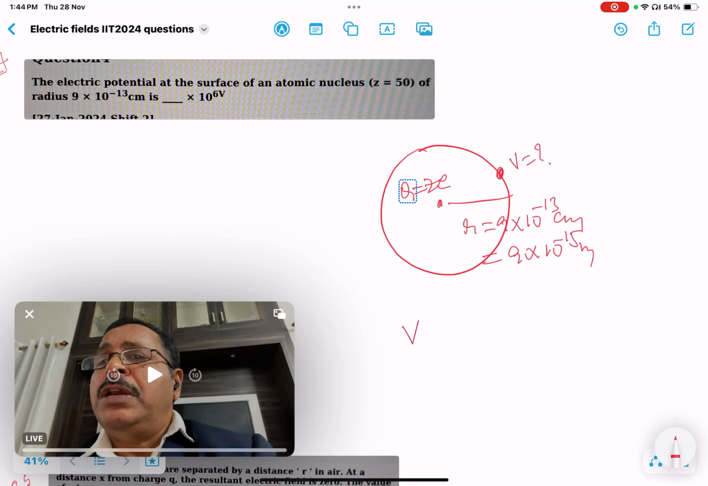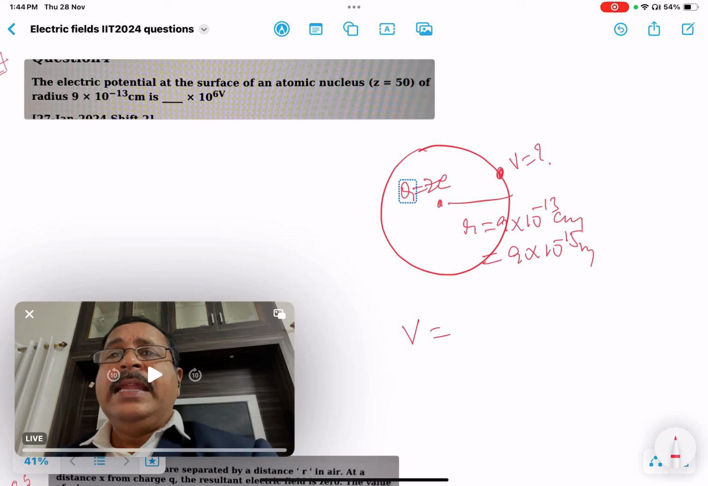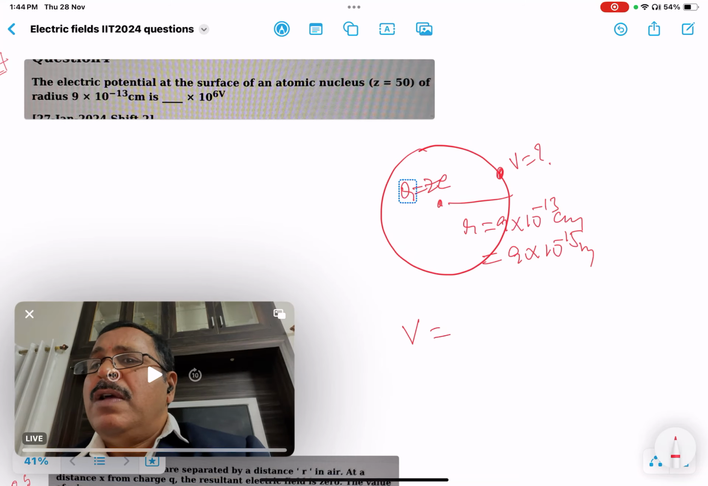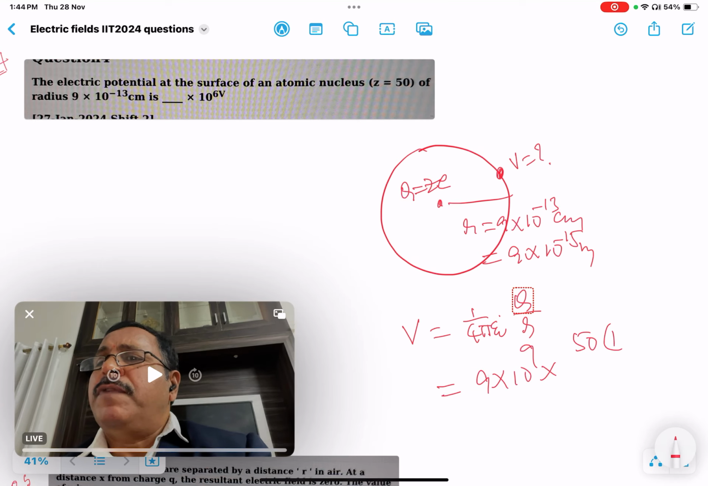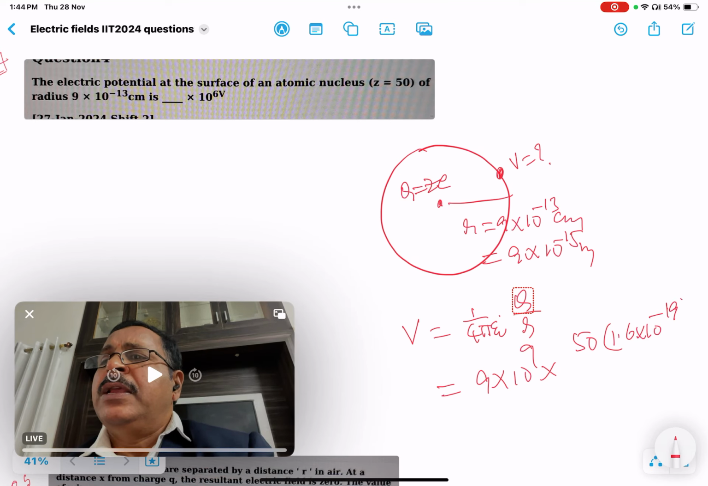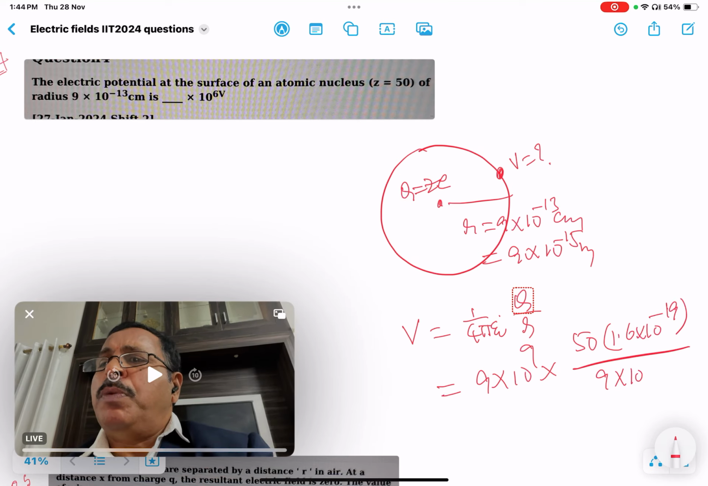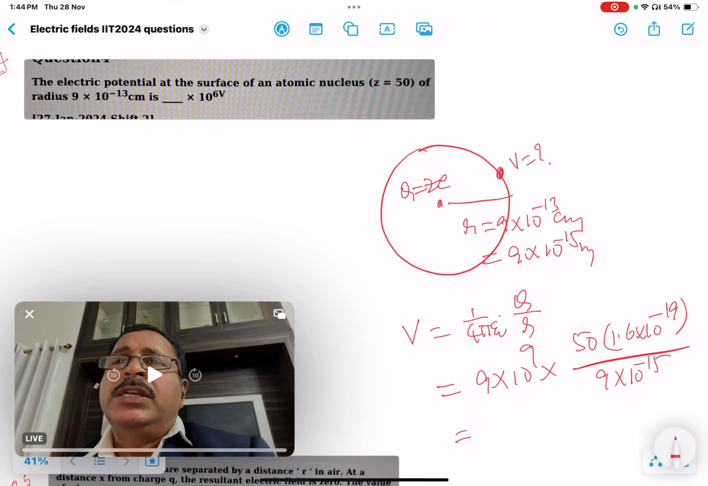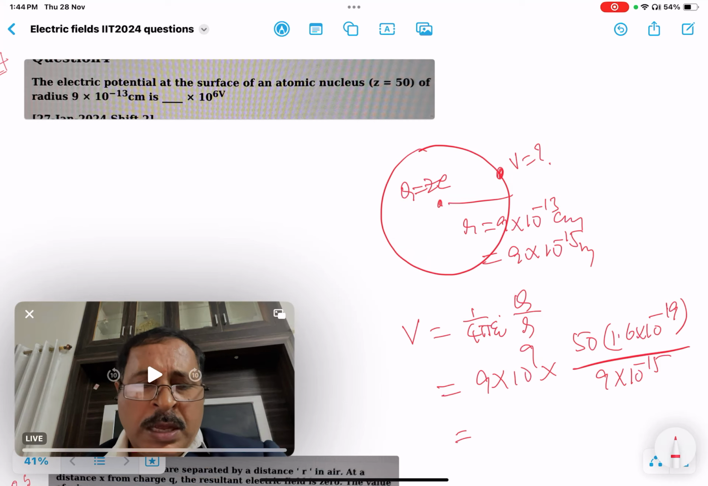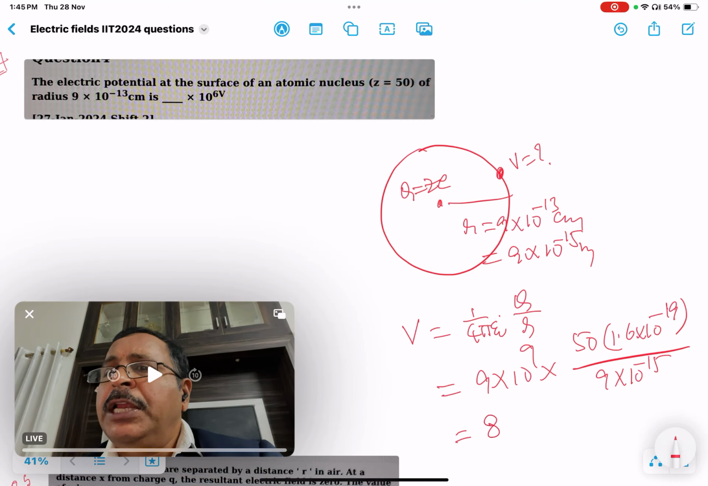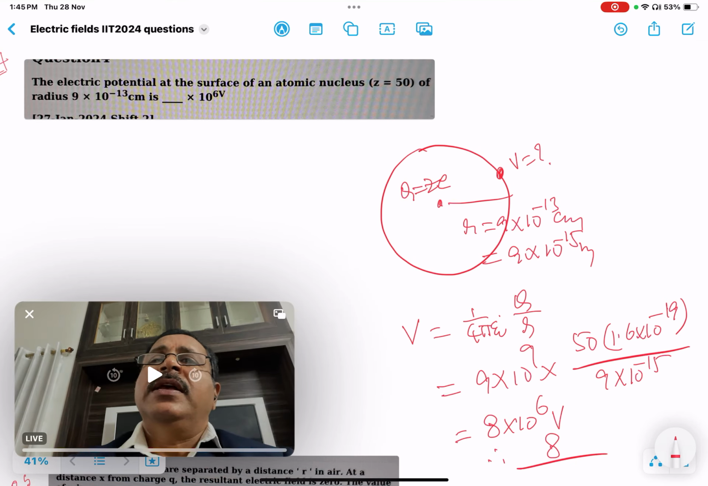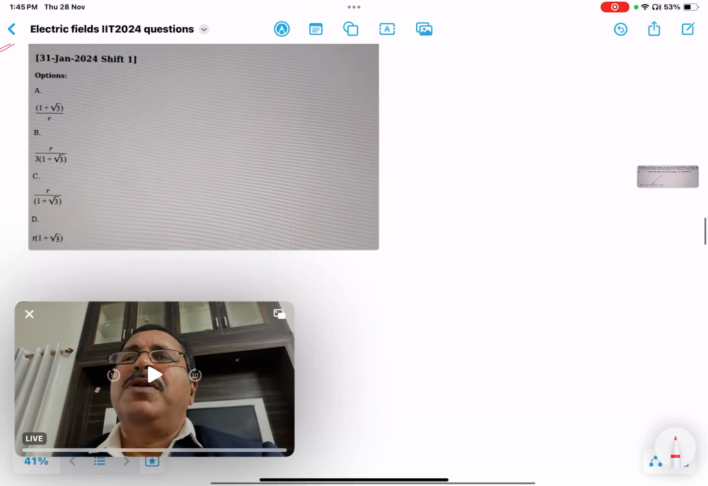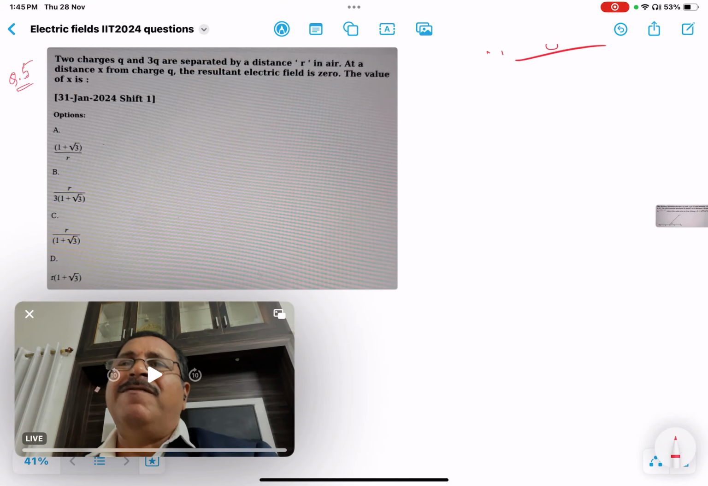All my dear IIT NEET aspirants, you should know this potential formula first of all: 1 by 4 pi epsilon naught into Q by R. So 1 by 4 pi epsilon naught is 9 into 10 power 9. Charge is 50 into the charge of the electron, 1.6 into 10 to the power of minus 19 coulomb, divided by 9 into 10 to the power of minus 15. If you cancel that, you will get 8 into 10 to the power of 6 volts. So therefore, the blank to fill up is 8. My dear students, very simple questions they are asking now in 2024, January phase 1.